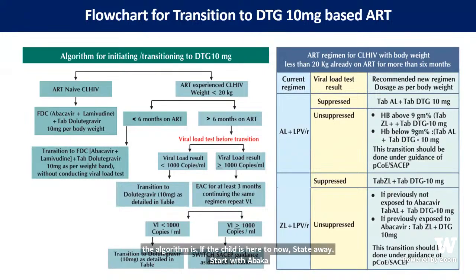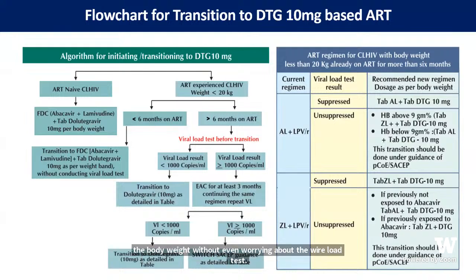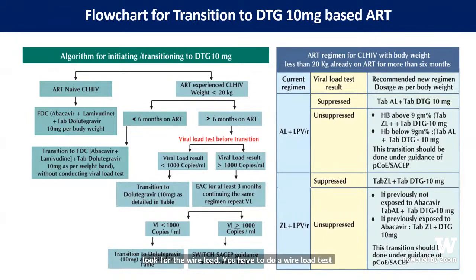If the child is on antiretroviral therapy, that is ART-experienced CLHAV less than 20 kgs, look at the duration of ART. If ART is less than 6 months, then again you directly transit them to the fixed combination of abacavir, lamivudine and dolutegravir 10 milligram as per the body weight, without even worrying about the viral load test. If the child is on ART for more than 6 months, then you look for the viral load. You have to do a viral load test before transition. If viral load is less than 1000 copies, then there is complete viral suppression. Then you can directly transit them to the DTG 10 milligram, as you can see here.